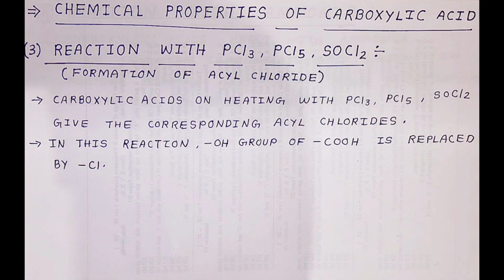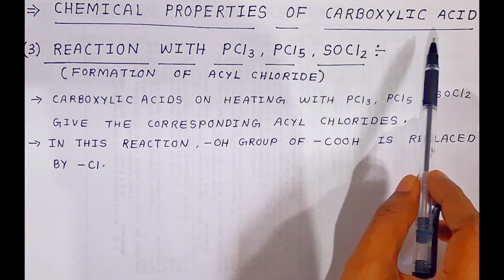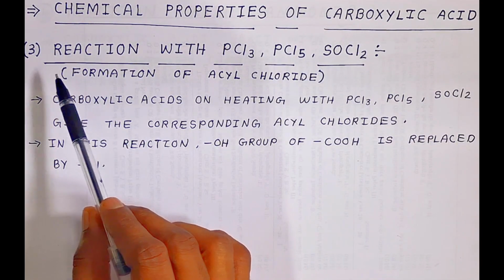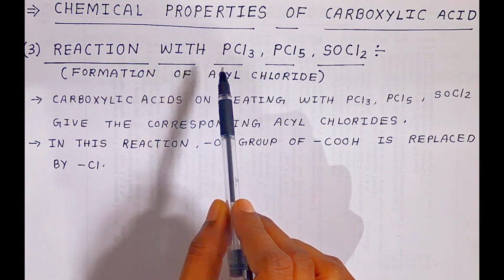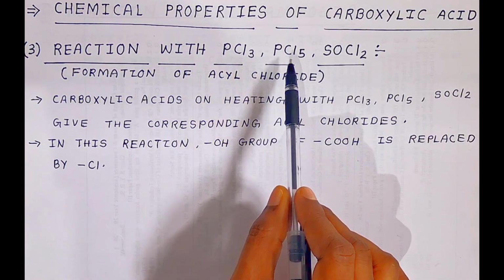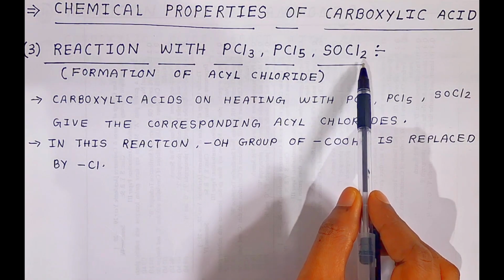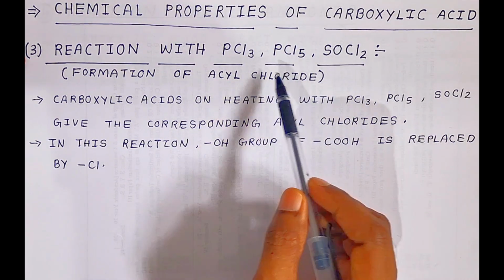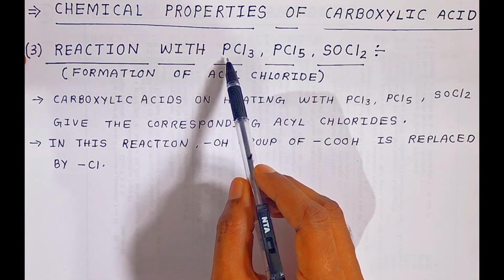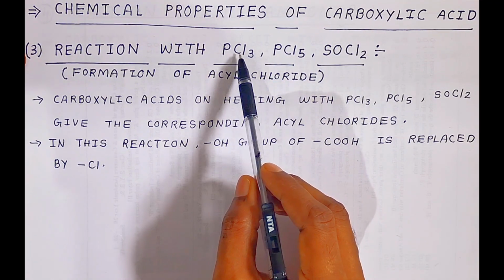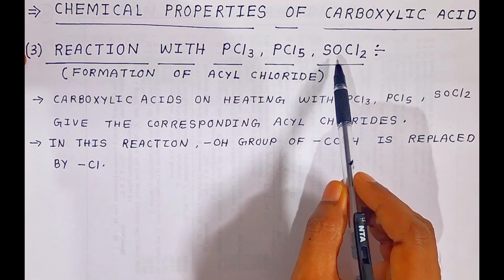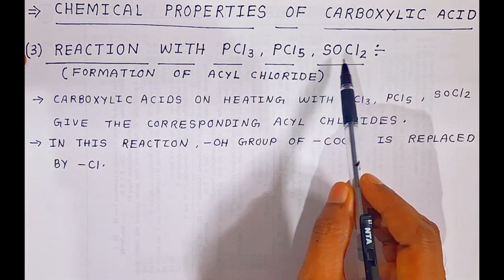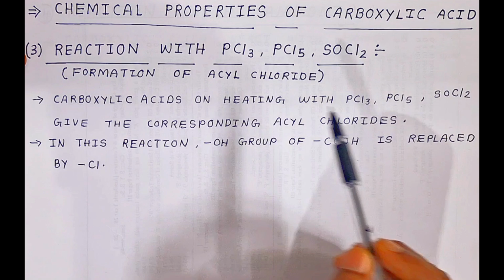In this video, students, we are going to see chemical properties of carboxylic acid. Here we are going to see the third property, that is reaction with phosphorus trichloride, phosphorus pentachloride and thionyl chloride. Here students please pay attention. We can also say phosphorus halide. These two are phosphorus and halogen, so we call it phosphorus halide. And here you have sulfur and chlorine, so this is also called sulfonyl chloride.